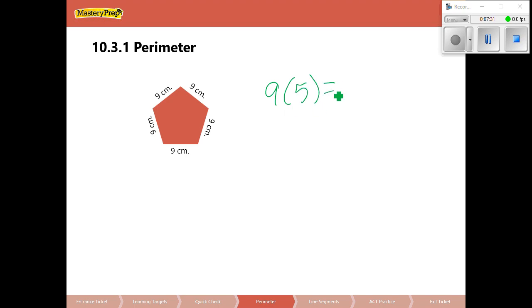We can say 9 times 5, which is 45 centimeters. Or we could have added 9 5 times and gotten 45 centimeters as well. So really, there's multiple ways that we could do it because there might be some shortcuts to get to the same answer.